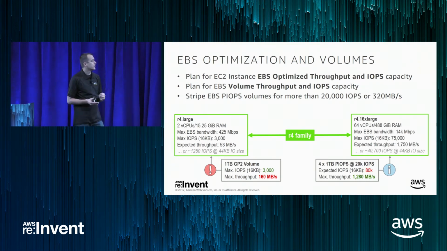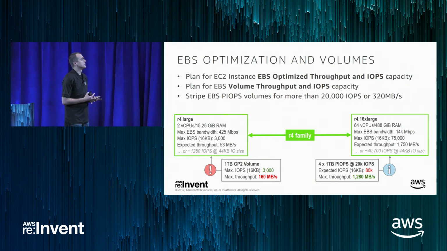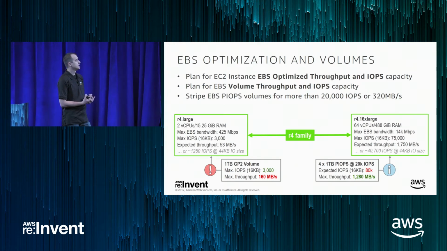Now, at the other end of the spectrum, we have the largest R4 instance type. This is a much bigger instance, suitable for much bigger workloads. This one supports 75,000 IOPS as a maximum capability, and it delivers a maximum expected throughput of about 1,700 megabytes per second. This is a more performant workload. I've chosen to strive for 1 terabyte provisioned IOPS volumes, each providing 20,000 IOPS individually, which gives me an aggregate capability of about 80,000 IOPS and 1,200 megabytes per second, almost 1,300 megabytes per second in throughput.